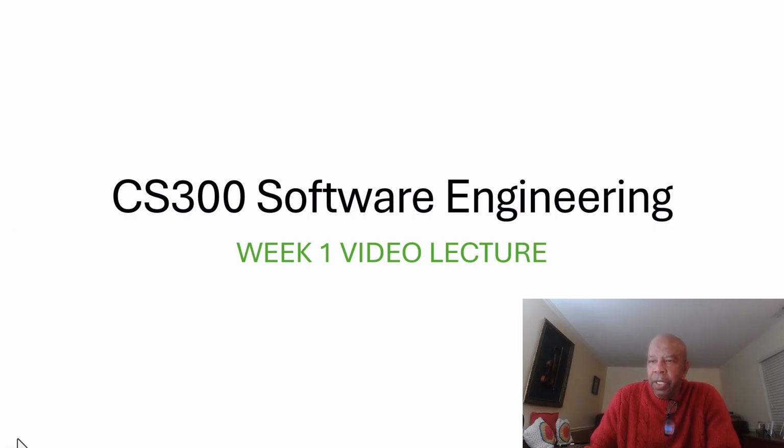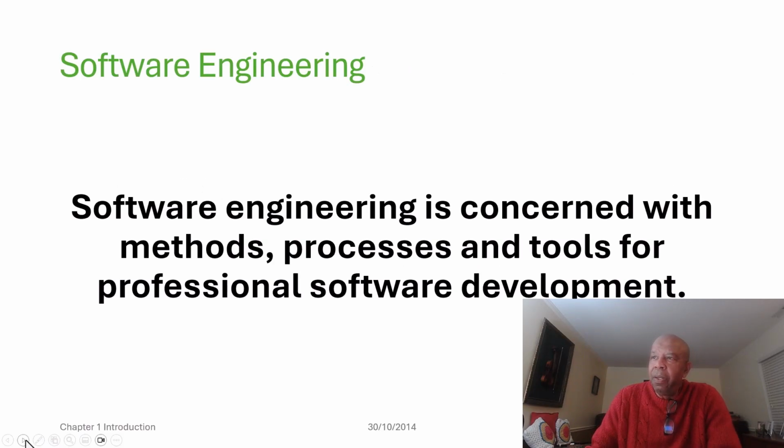Okay, software engineering. Software engineering, what is it? What is it concerned with? Software engineering is concerned with the methods, processes, and tools for professional software development. The key thing I want you to get out of this definition is methods, processes, and tools.